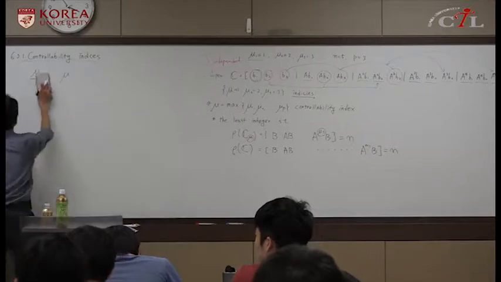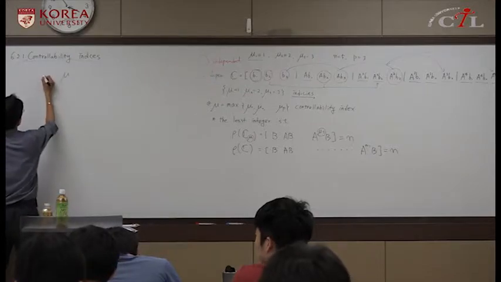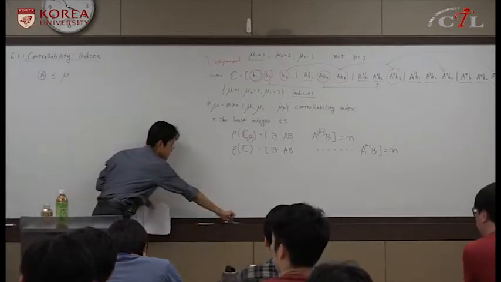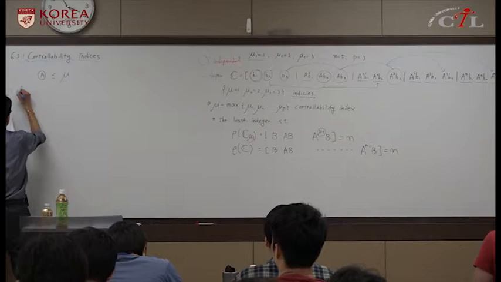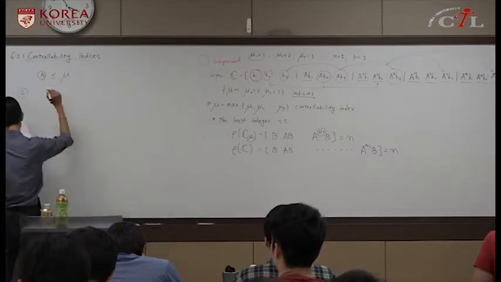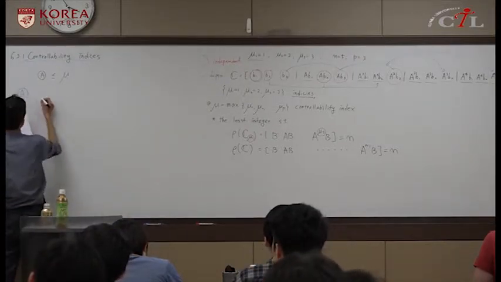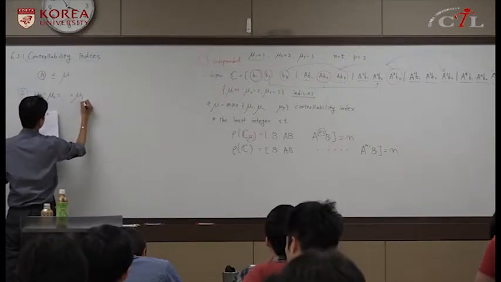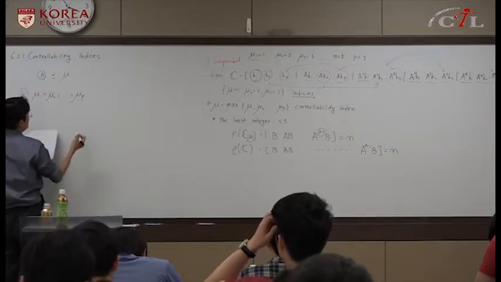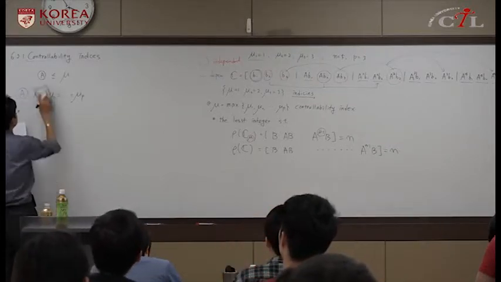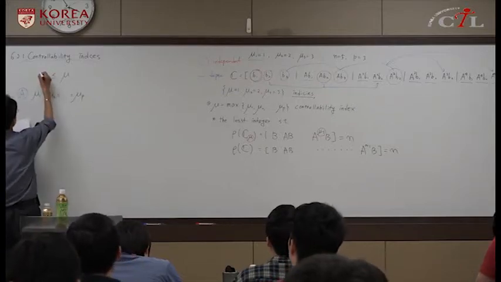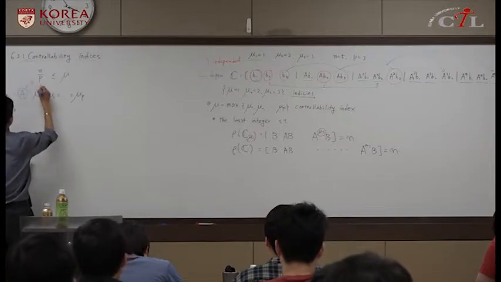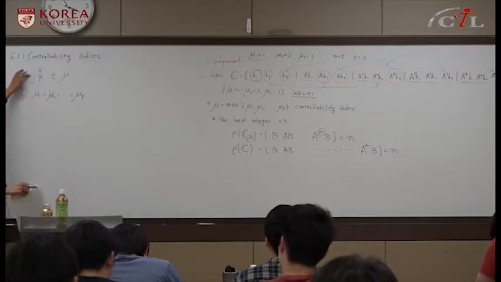So this is, let's say, case A: all the indices have the same value. So mu1, mu2, up to mu p have the same value. Then mu is n by p. This is the minimum value.